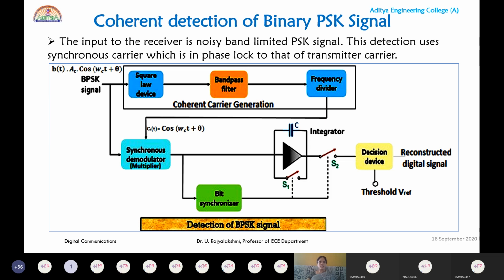Now, as usual, the coherent carrier and the BPSK signal are multiplied. That is, both are applied to the synchronous demodulator. This synchronous demodulator is nothing but the multiplier section, which takes the product of the BPSK signal and the carrier component. What is the synchronous carrier obtained from the square law device, band pass filter and frequency divider? Cos(omega ct plus theta). This BPSK signal, b(t) into Ac cos(omega ct plus theta), is multiplied with the synchronous carrier cos(omega ct plus theta) to generate the multiplier output signal. That output signal is fed to the bit synchronizer.